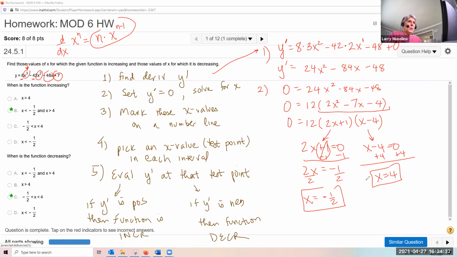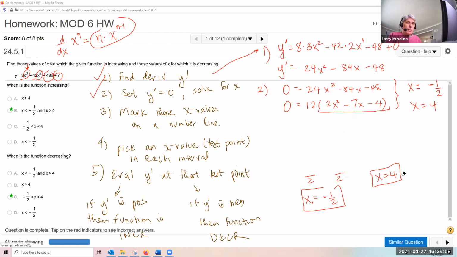All right, so I solved this quadratic equation. Let me write this up here just to save a little space. So we just came up with the solutions that x equals negative 1/2 and x equals 4. So we just did step 2. Let's go to step 3. I'm just going to erase a little bit of this to make some more room here on the screen.